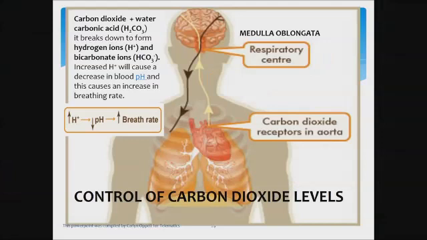Carbon dioxide levels, you also did that in grade 11. Gaseous exchange. Right, carbon dioxide, when it combines with water, it forms carbonic acid, and when it breaks down into hydrogen and bicarbonate ions, it's the hydrogen ions. And because of that, it decreases the pH in the blood, and when the pH decreases, it stimulates the breathing rate to increase.